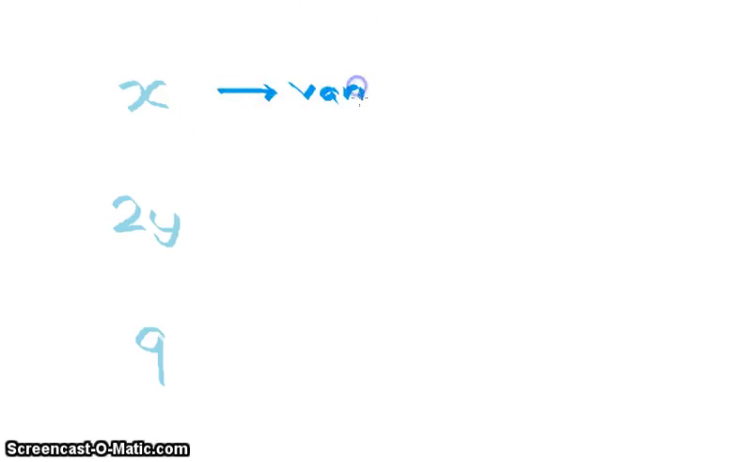Before we go on, I need you guys to take note. In algebra, there are three types of numbers you will encounter. Sometimes the number looks like this, sometimes like this, sometimes like this. This one is a variable.